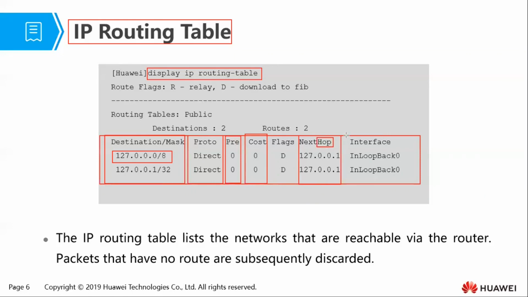Then we have the interface. The interface here is used to represent the outgoing interface. That is the interface through which I want to forward that packet out from myself, towards its destination.